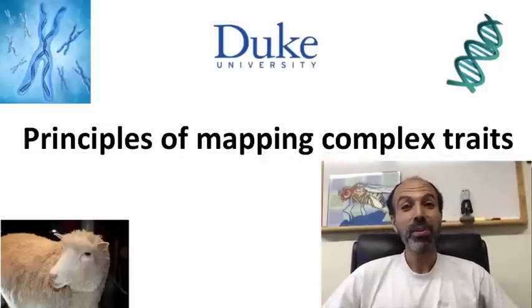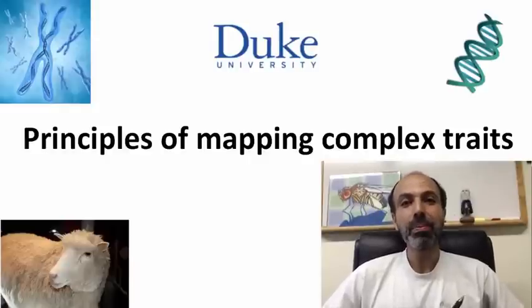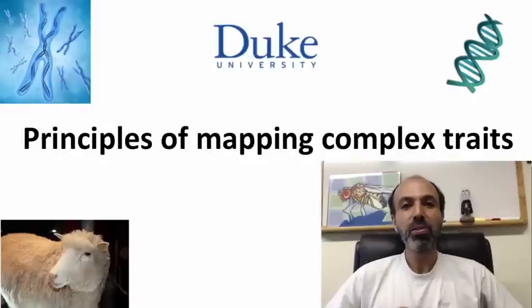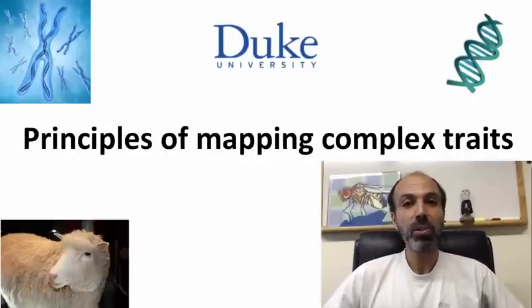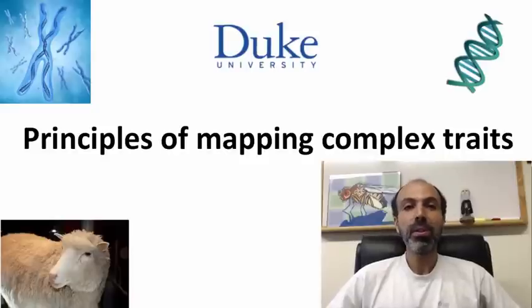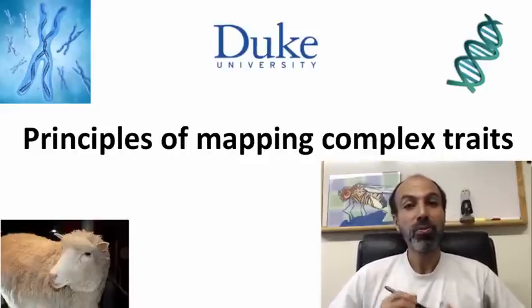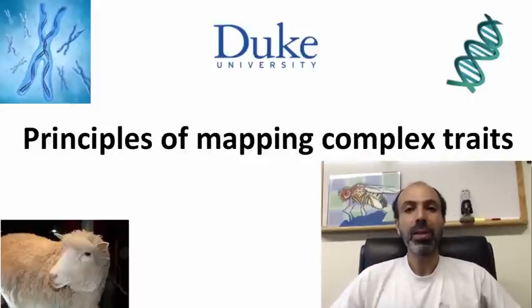In previous videos, we talked about mapping simple genetic traits. Those are traits whose variation is caused by alleles at a single gene. In the last set of videos, we talked about how most traits are not simple and various complications associated with genetic mapping. In this set of videos, we'll look at how we actually map complex traits. In this first video, we'll look at some of the principles used in mapping such complex traits.